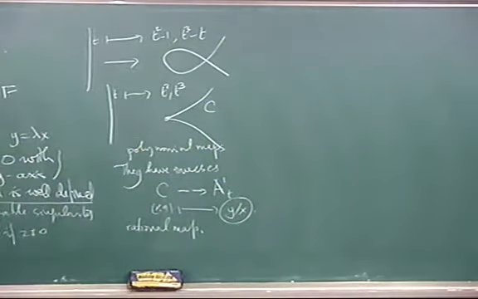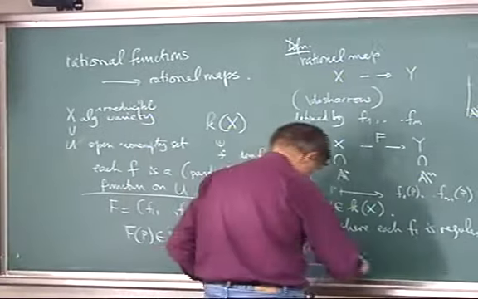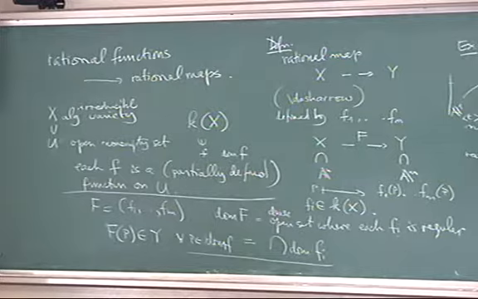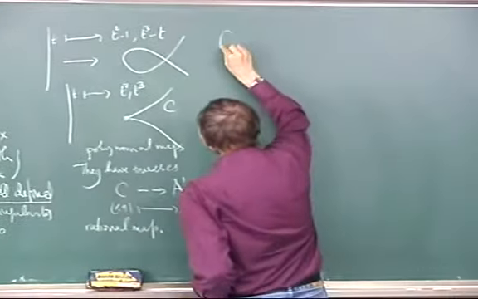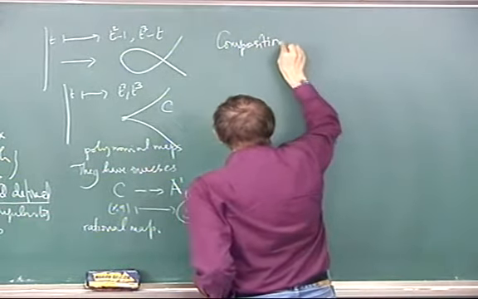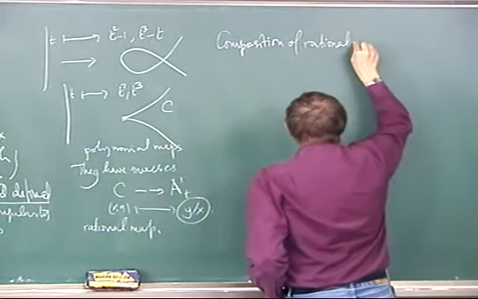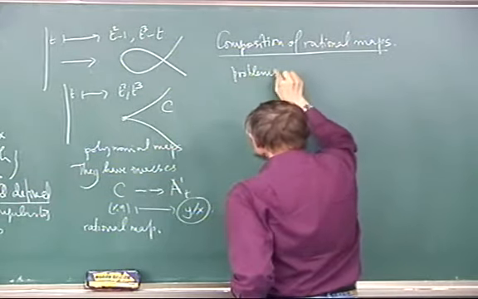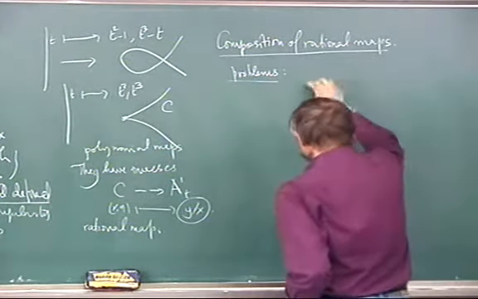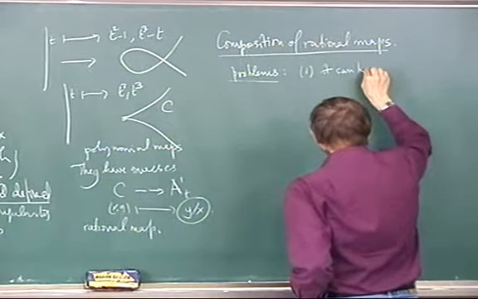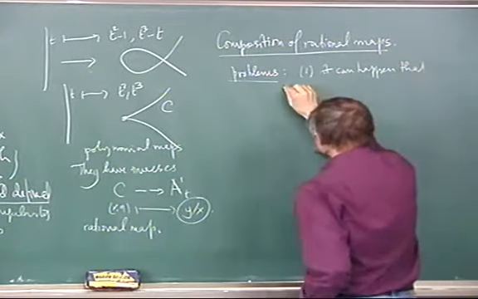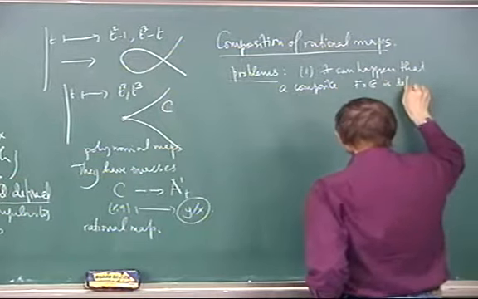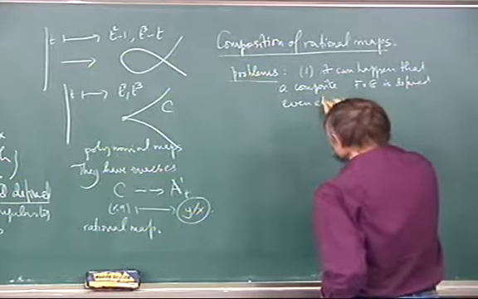Okay, so I think I wrote down the domain already. So if you start talking about composition of rational maps, then you immediately get into problems. And one is that it can happen that a composite, something like f comma g, is defined even at points where f and g are not defined.